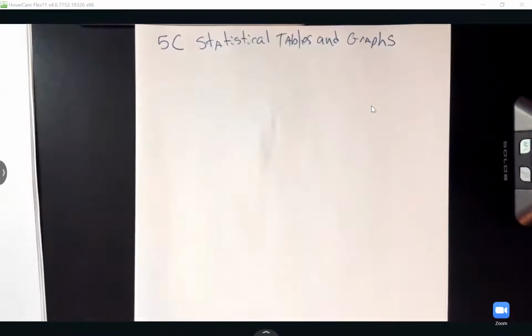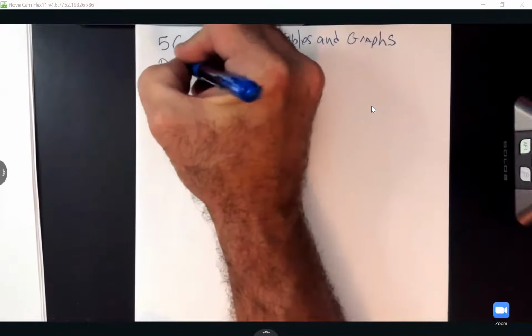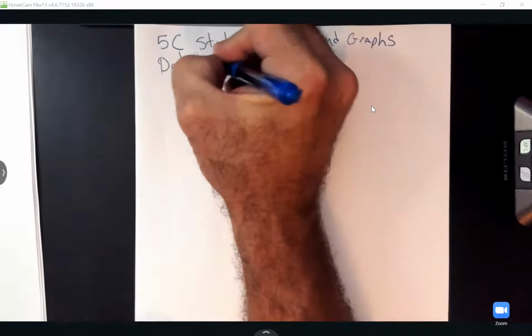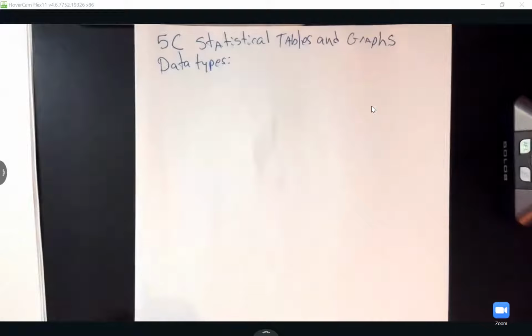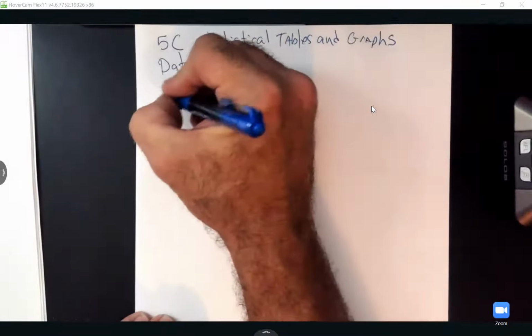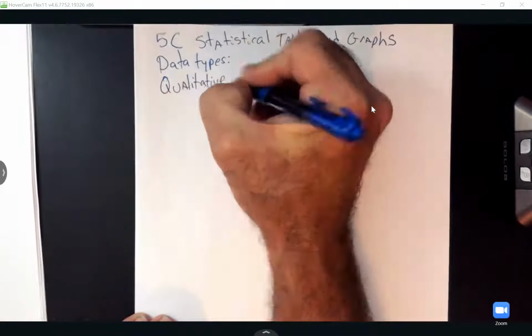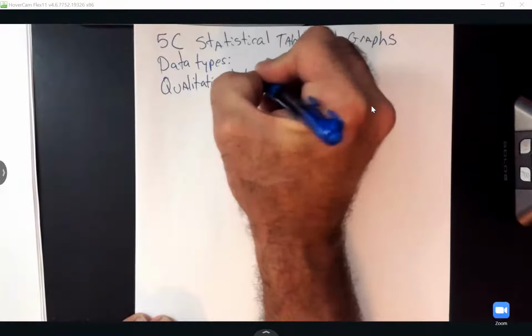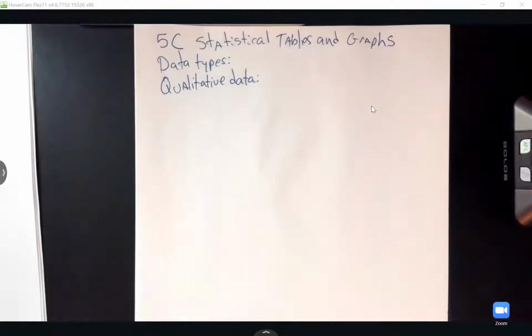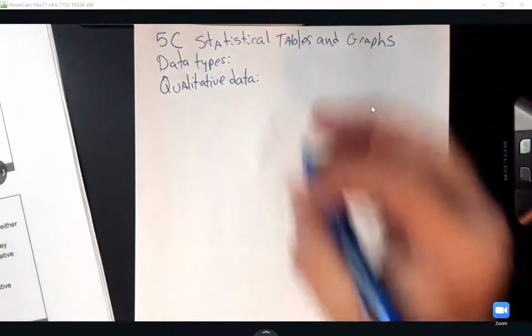All right, so first we'll talk about what we call data types. So this is data types. And there's two data types we'll look at. First one is qualitative data. So y'all, qualitative data consists of values that can be placed into non-numerical categories.